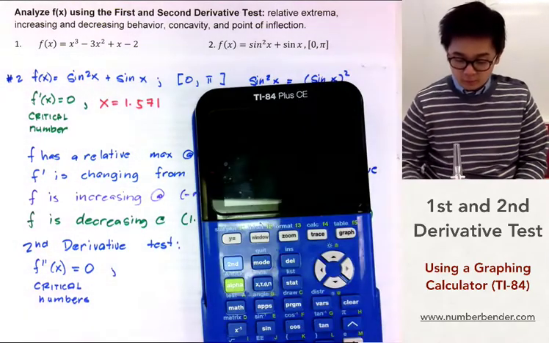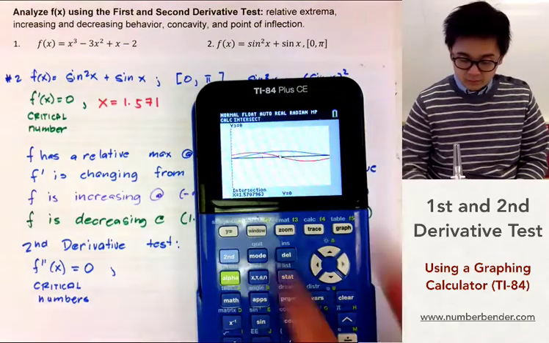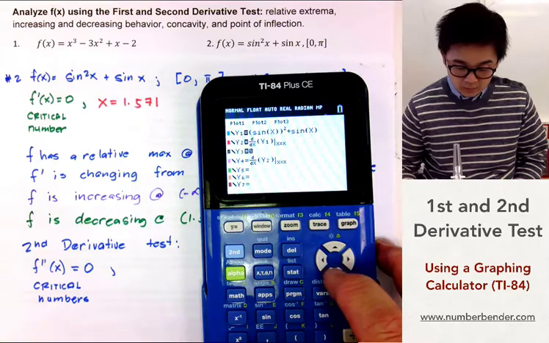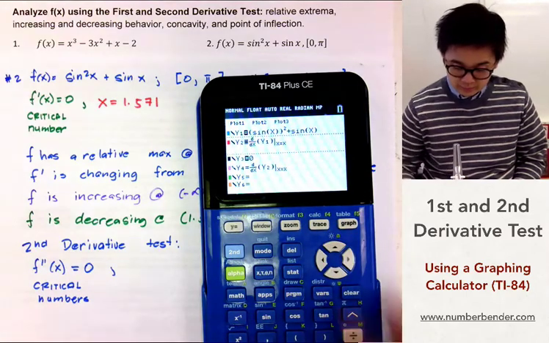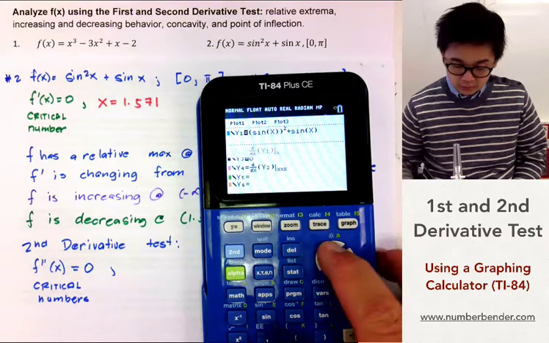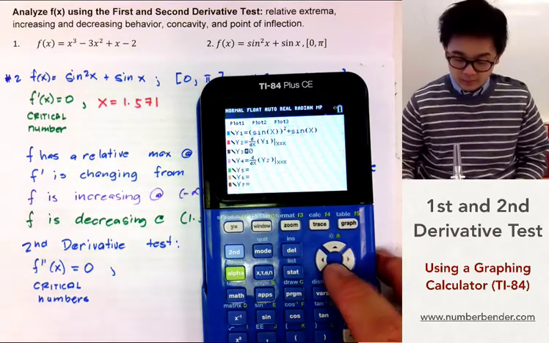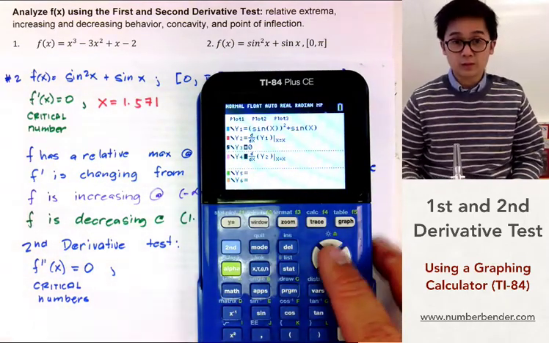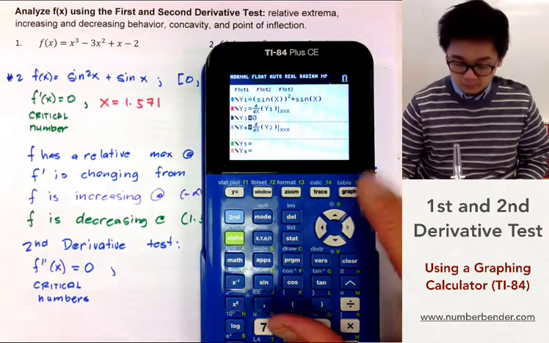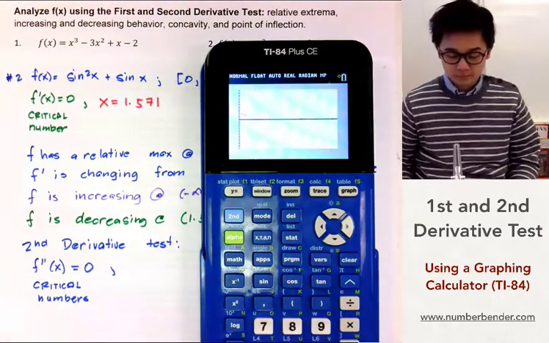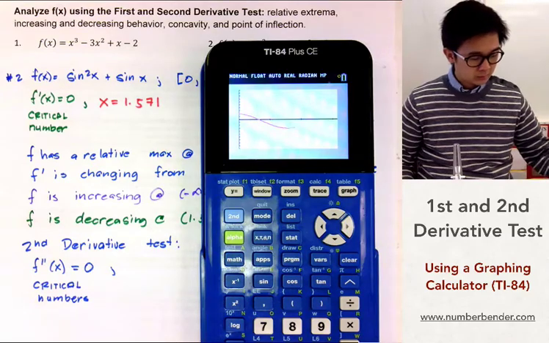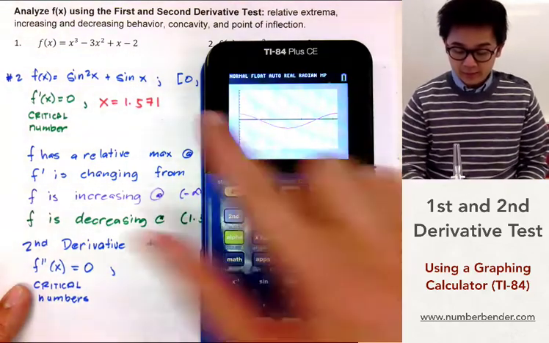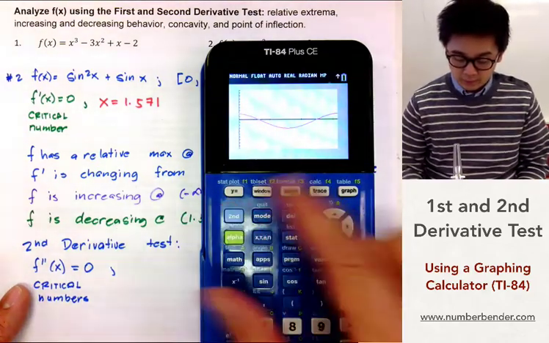So using our TI-84, same function, we are going to turn this off. We are also going to turn off the original function and turn on y sub 4, which is the derivative of y sub 2. So our calculator will compute for it. So now that we have our second derivative and y equals 0, let's find the point of intersection.